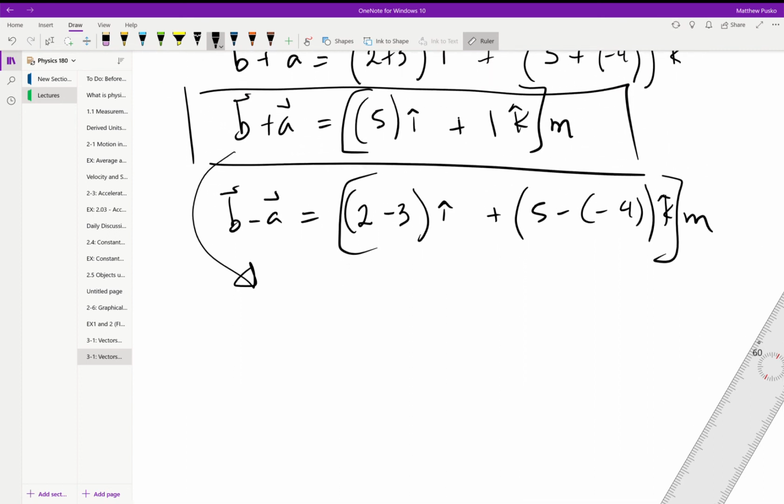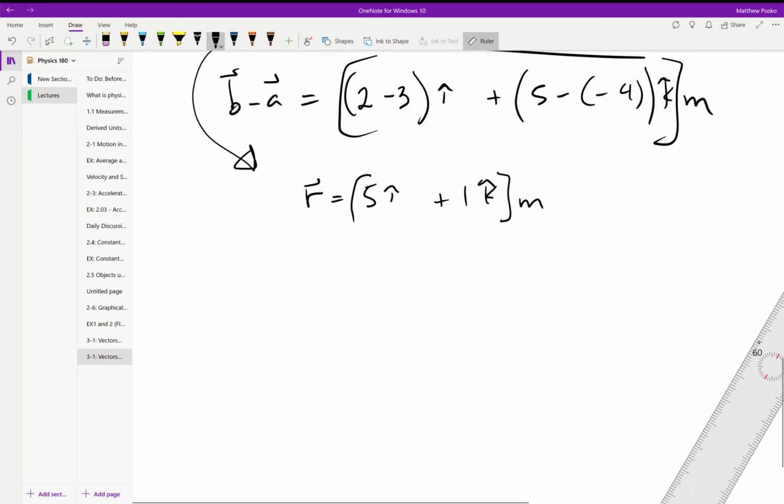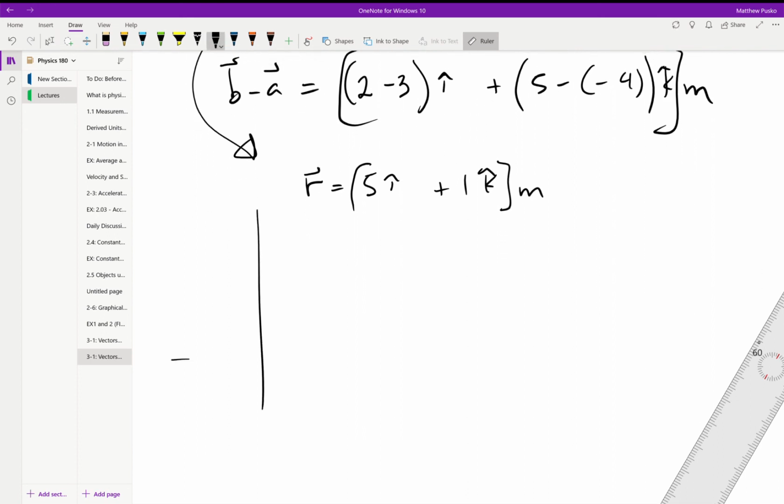Okay, so let's use this one. We added two vectors together and got some new resultant vector that was 5i plus 1k, and the whole thing was in meters. If I wanted to graph that from some origin point, it would literally be 1, 2, 3, 4, 5, and then 1 up. That is what adding the two vectors gave us. We get a displacement of such.